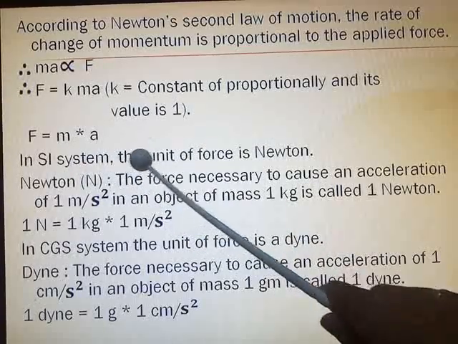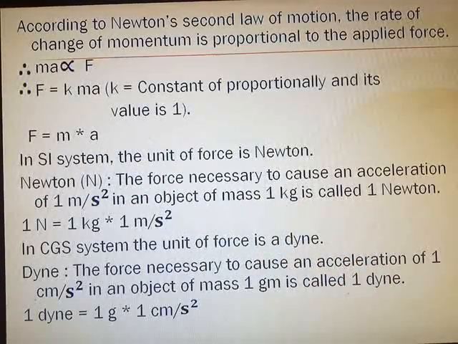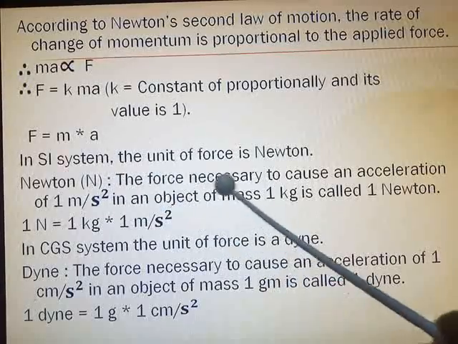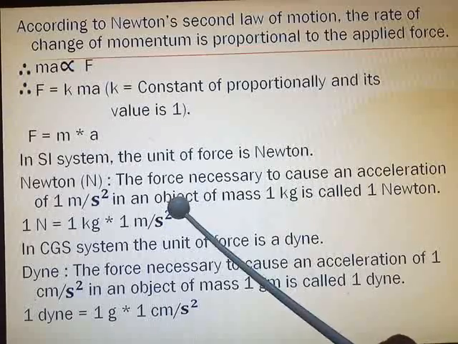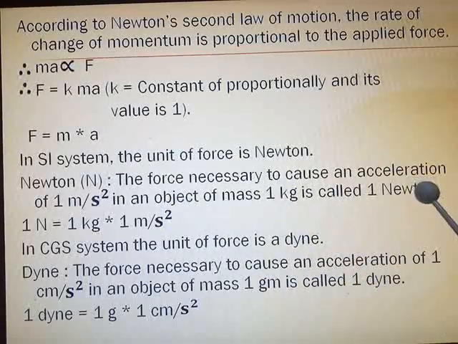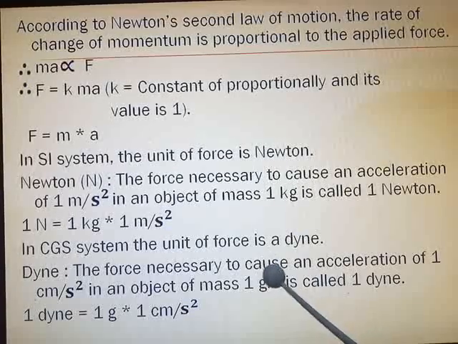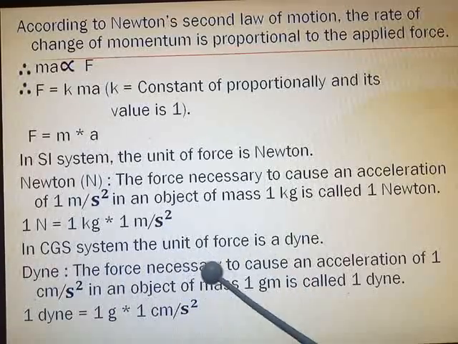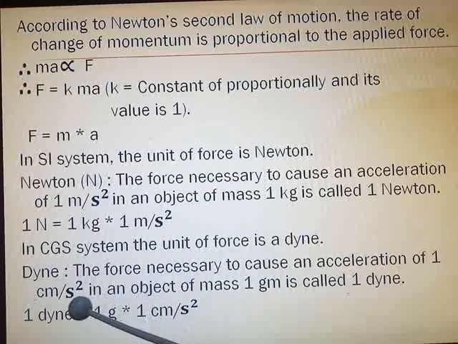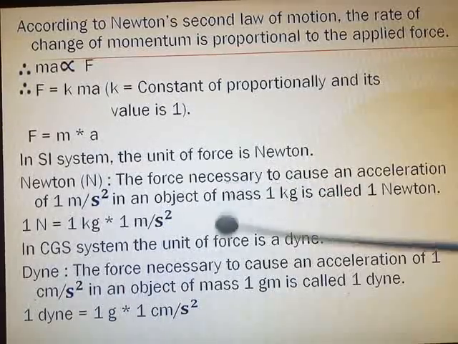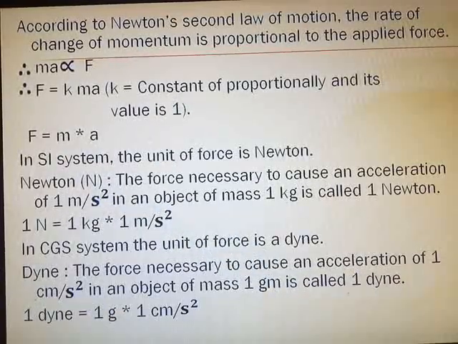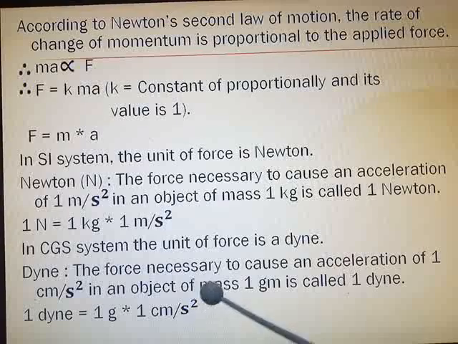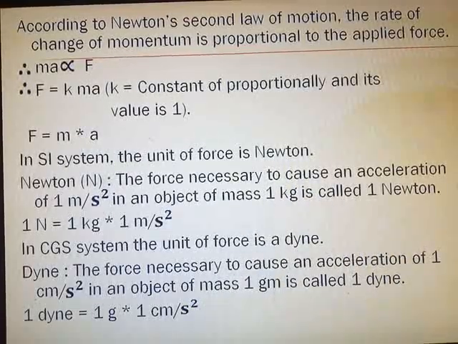So in the SI system, what is the unit of force? Newton. What is 1 Newton? The force necessary to cause an acceleration of 1 meter per second square in an object of mass 1 kg is called 1 Newton. In the CGS system, it is the dyne: the force necessary to cause an acceleration of 1 centimeter per second square. See, both the definitions are the same. Only in place of meter per second square you will have centimeter per second square, in an object of mass 1 kg here and 1 gram there. It's called 1 Newton here and 1 dyne there.